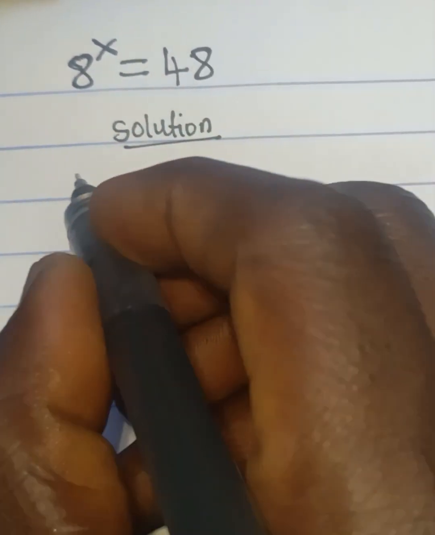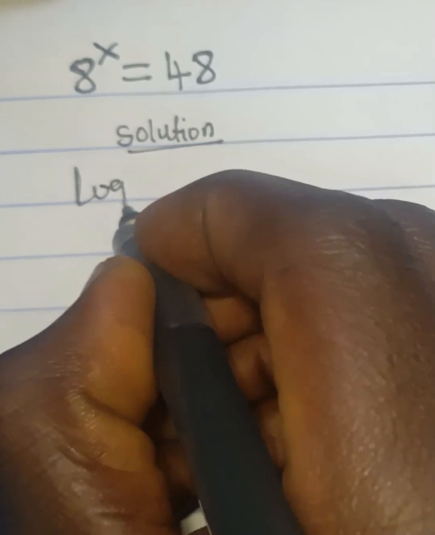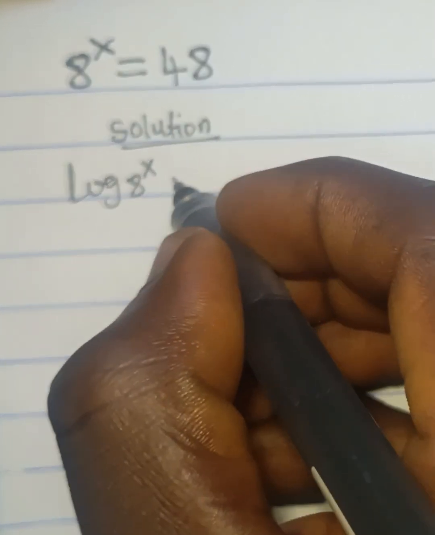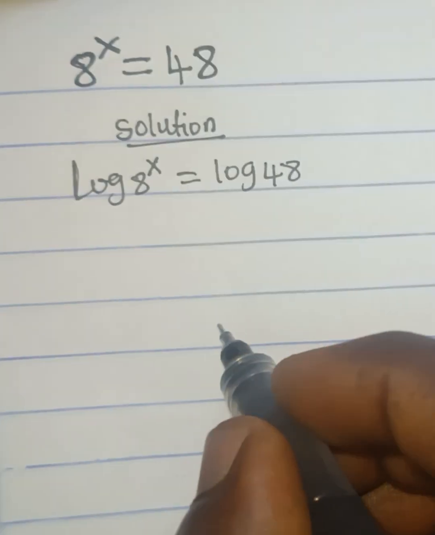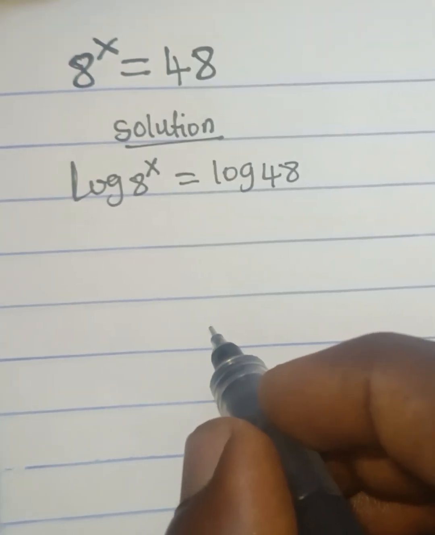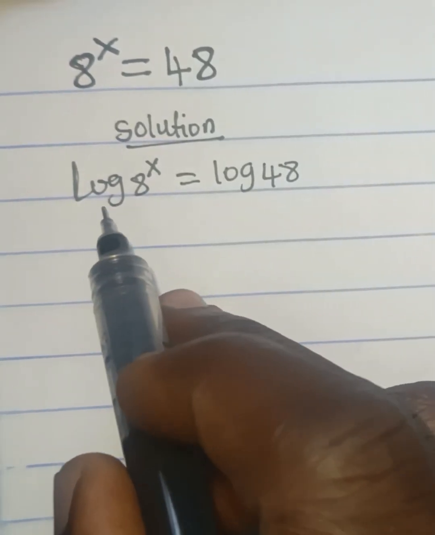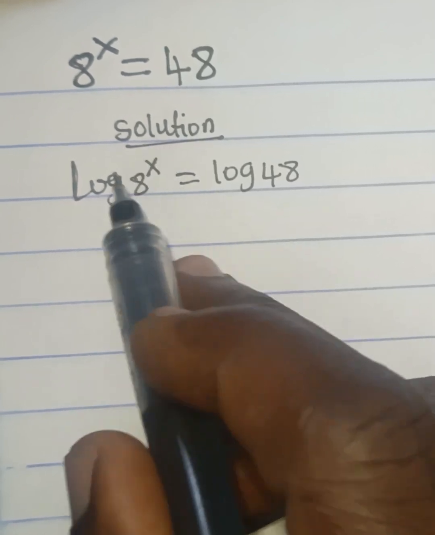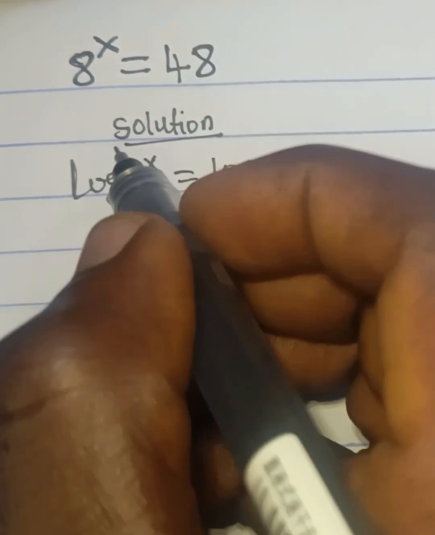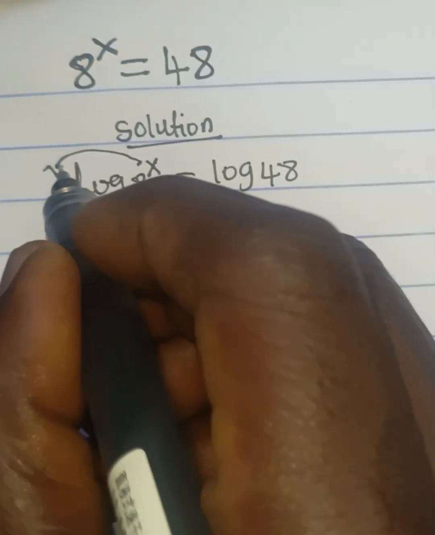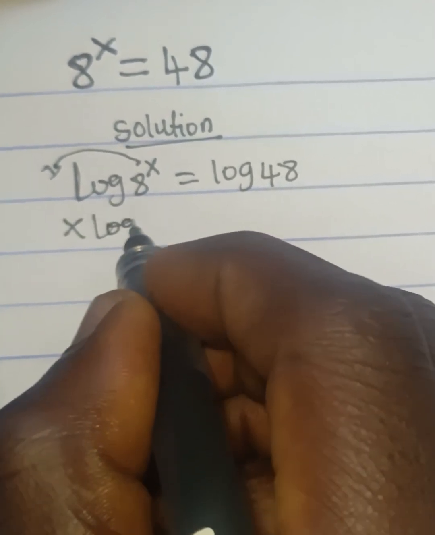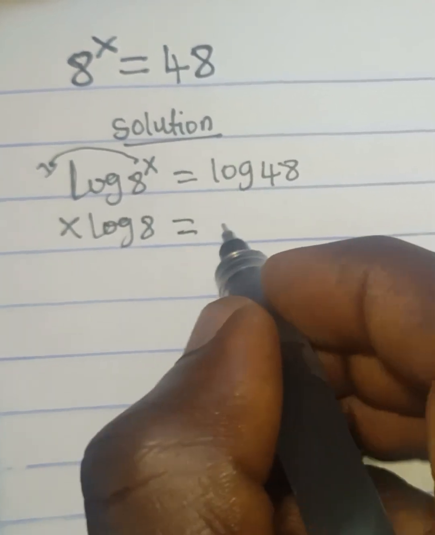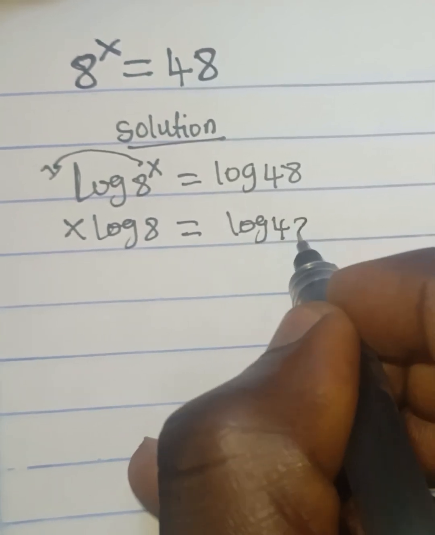When we do that, on the left hand side, we take log of 8 to the power of x, which is equal to log of 48. The next thing we're going to do is to recall the power property of logarithm. When you have a logarithm of a term raised to the power of another term, the power goes back to multiply the log, so that we have x log of 8, which is equal to log of 48.